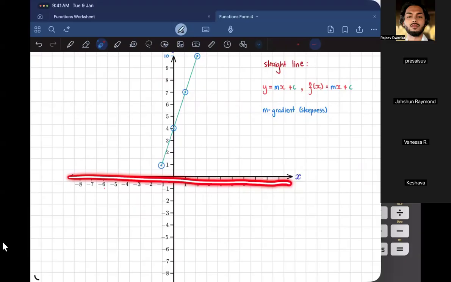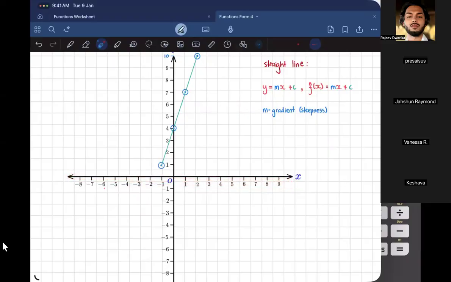Process. If you're confused, I don't think so. You don't think you're confused? Oh no, that's the answer to the question, sir. Okay. Process. Steepness is the degree.